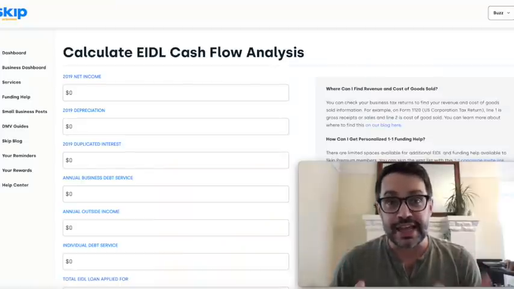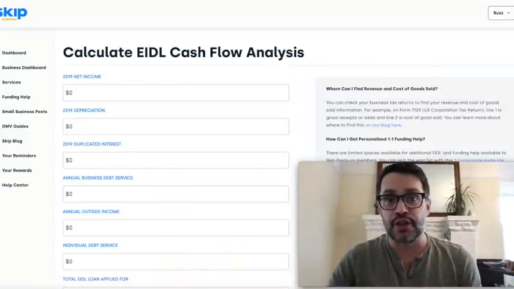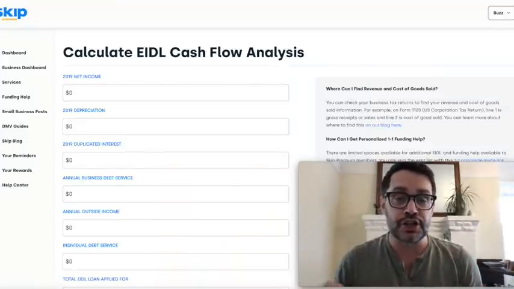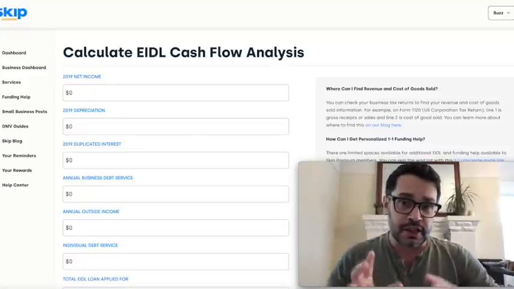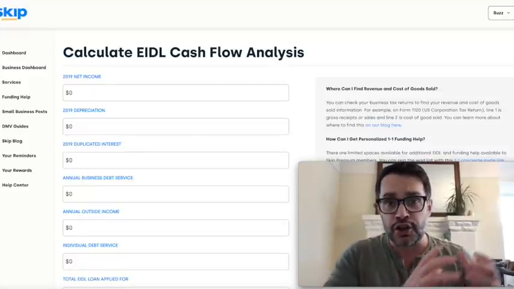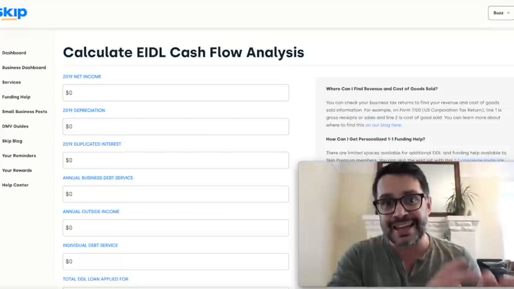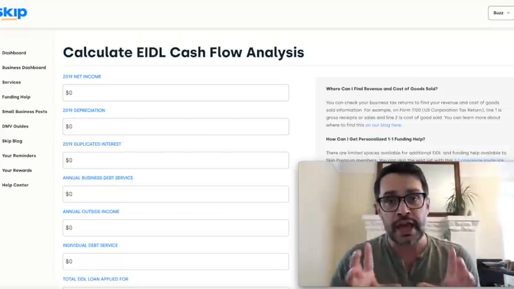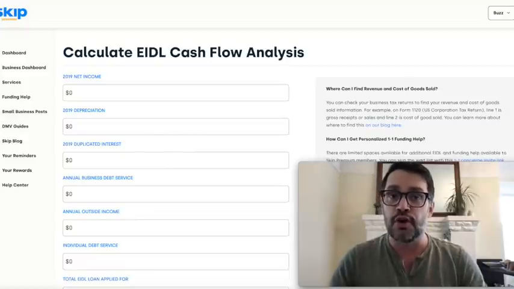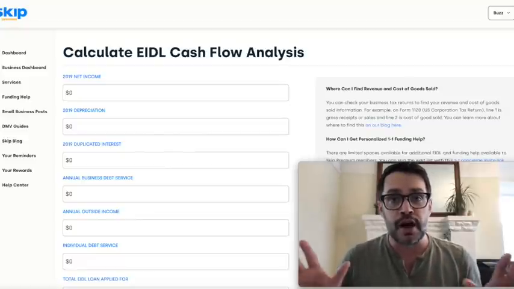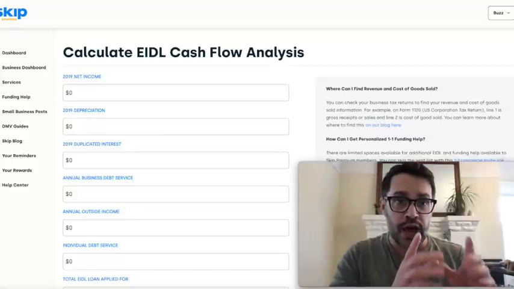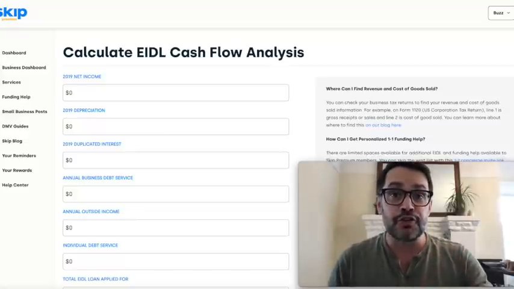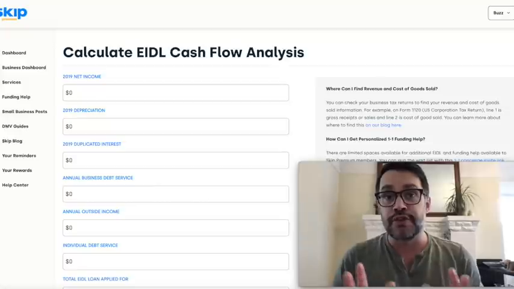Now, a quick sneak preview of our EIDL cash flow analysis calculator. I mentioned I'll talk about this in detail in the next video. This is basically the formula loan officers are using to understand and calculate your cash flow and determine if you're eligible for the loan amount you're requesting. I'm going to talk about all of that in detail, and we're adding a couple of new things in here. That's why I'm not covering it today, but stay tuned for that and hit subscribe so you find out first when this goes live.